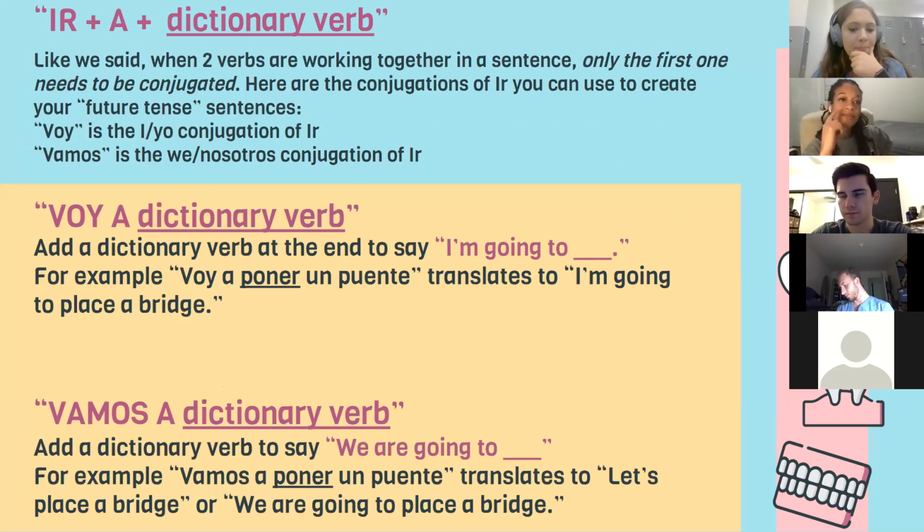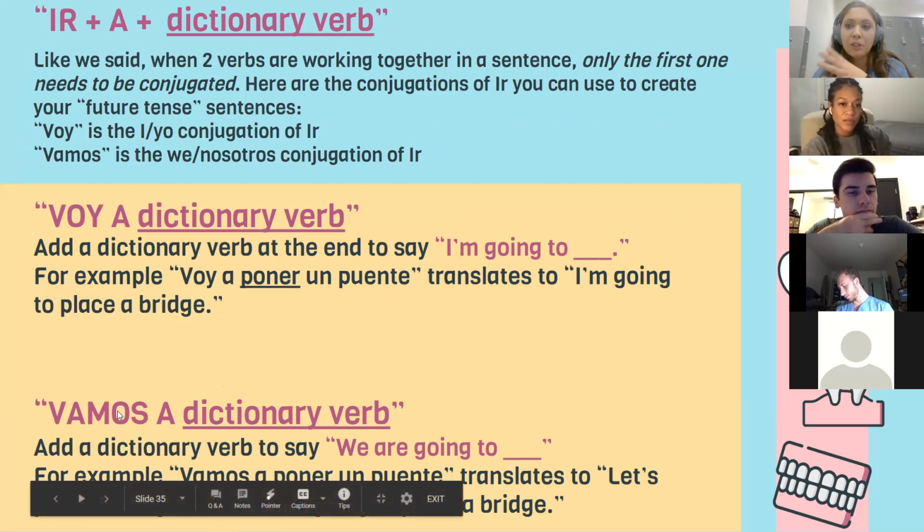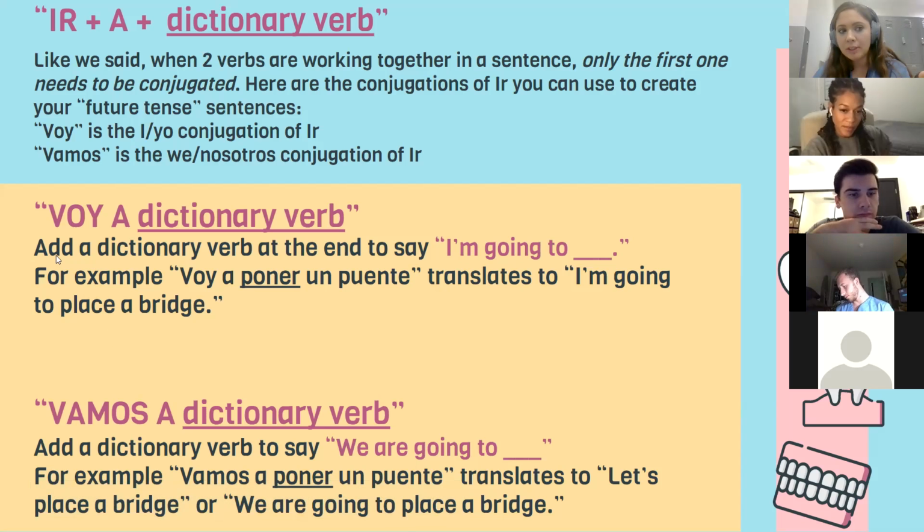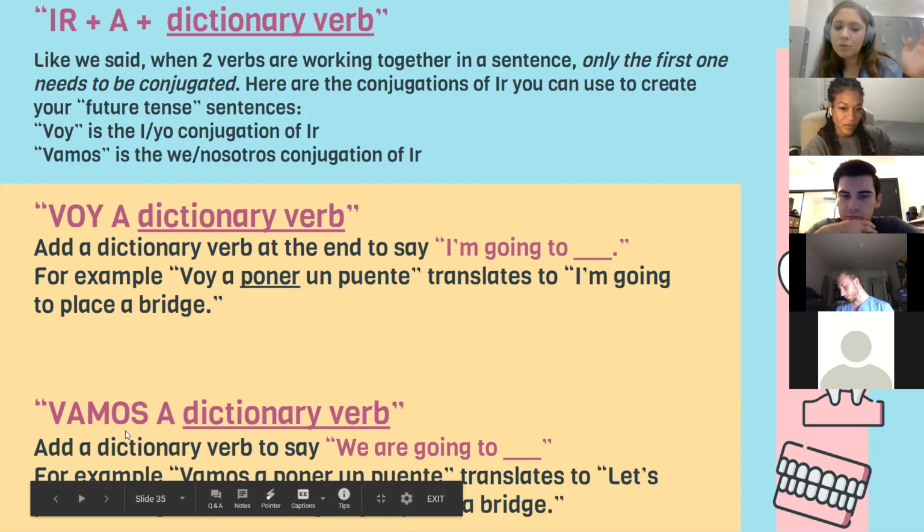So here's some examples that we did. And so now this is for I. Now if we were to be multiple people, you wouldn't say voy, you would say vamos. So if you're gonna say, I'm going to put, vamos a poner un puente. And so in that case, it's just saying, we're going to put a bridge.